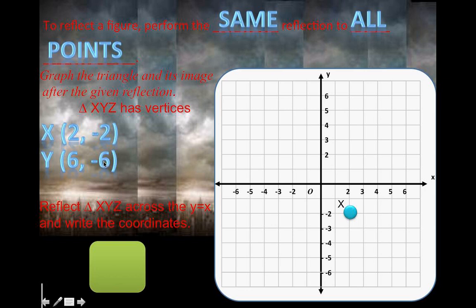Point Y is going to be (6, -6). So we're going to go right 6 and down 6. You'll end up somewhere way down here. Make sure it's labeled. And the final one is point Z, (6, -2). So we're going to go forward 6, down 2, and you end up right here. I hope you said it in your head. Make sure you label it.